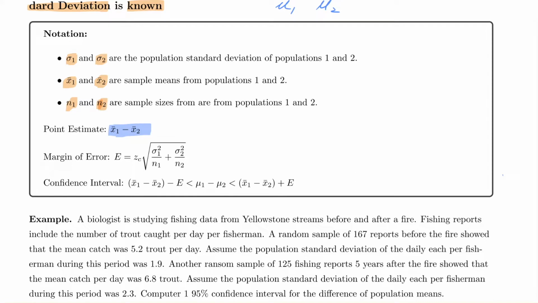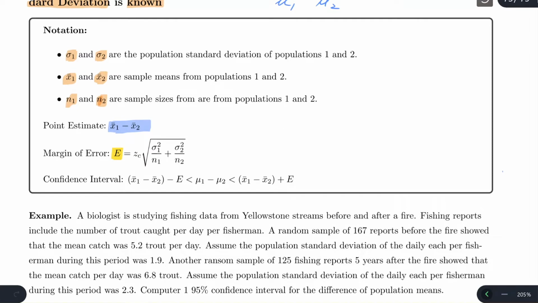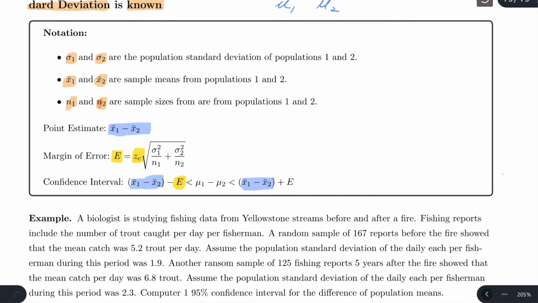So for margin of error, again, these formulas are provided. For margin of error, we use z sub c, the critical value, times the square root of population standard deviation 1 squared over n1 plus population standard deviation 2 squared over n2. And the confidence interval, same pattern, but now this is the point estimate. From the point estimate, we subtract and add the margin of error to estimate the difference between the population means.